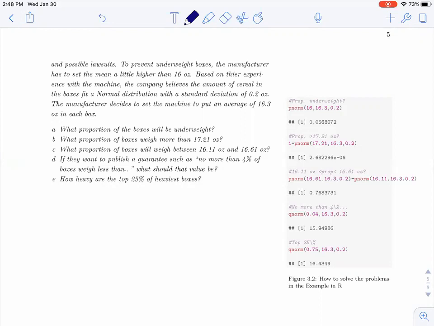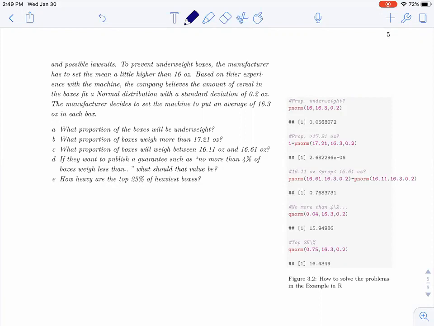Now the question is, part A, what proportion of boxes will be underweight? Underweight in this case is anything less than 16 ounces, because the consumer is expecting 16. We understand if it's just a little bit less than 16, but as a manufacturer, we want to go, okay, 16, that's underweight. We can't be selling that. And so we need to know what proportion of the boxes will be underweight.